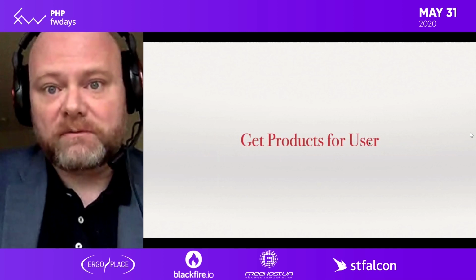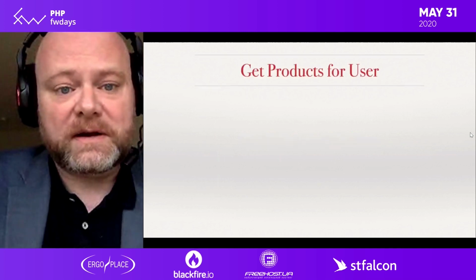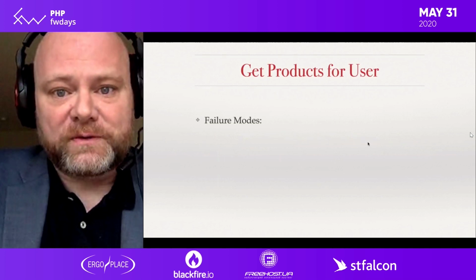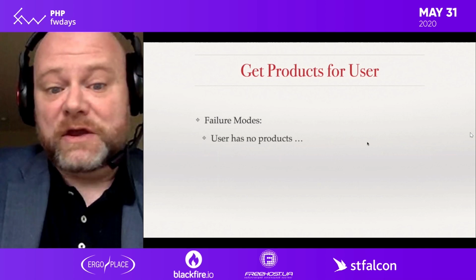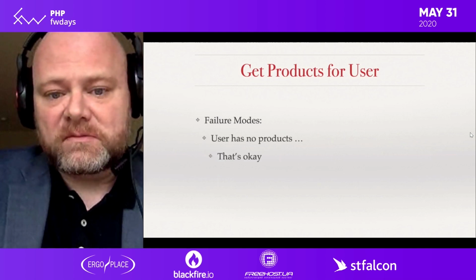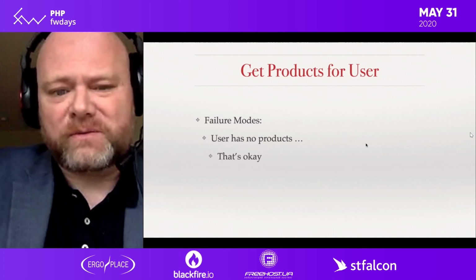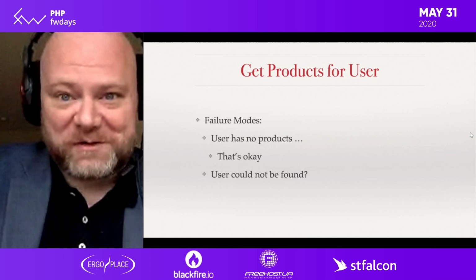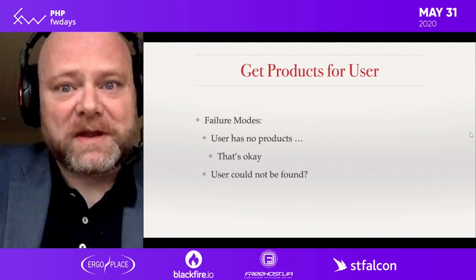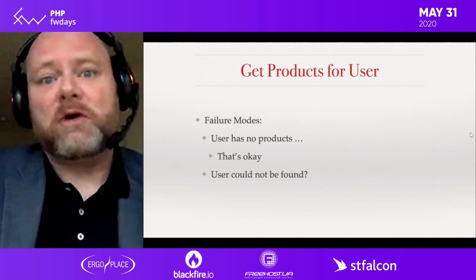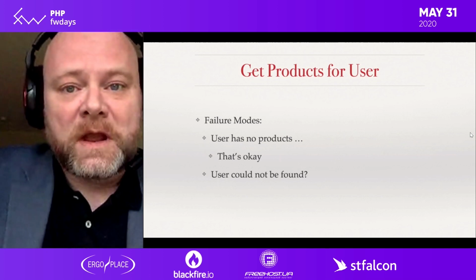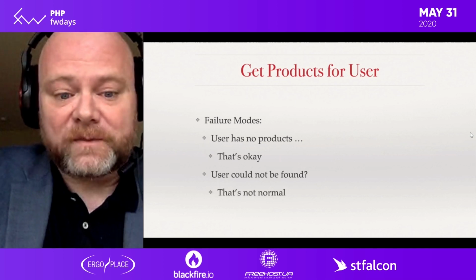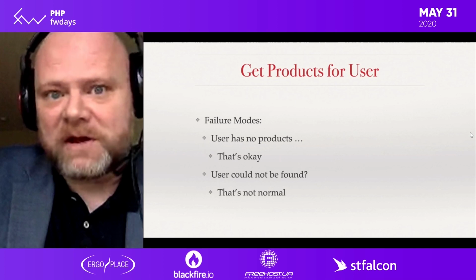Get products for user. That's what your code might look like. So it has two possible failure modes. One is a user has no products. That's okay, right? It's really not a fault. It's just, hey, this user has no products. But another possible failure mode is that the user could not be found. It is possible for somebody to pass the wrong user ID to your endpoint, and the user could not be found, right? That's really not normal.